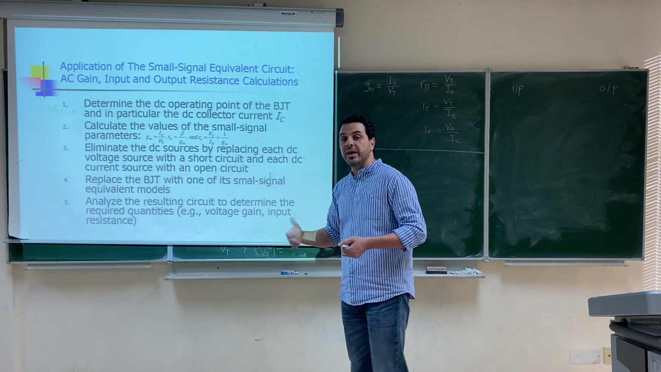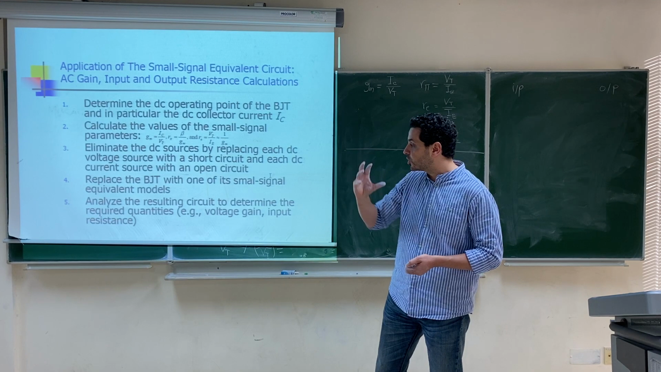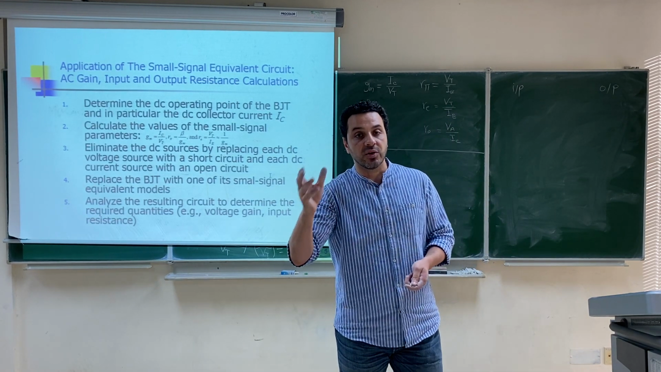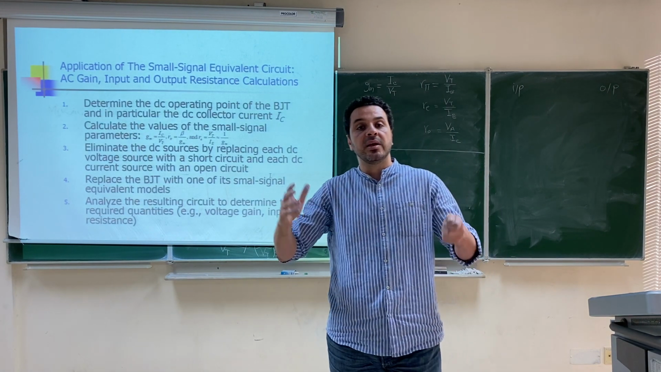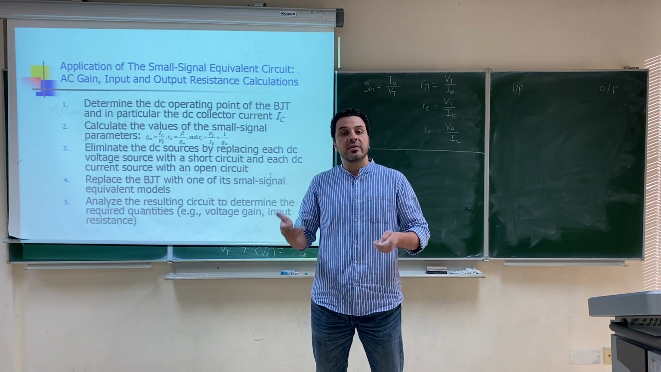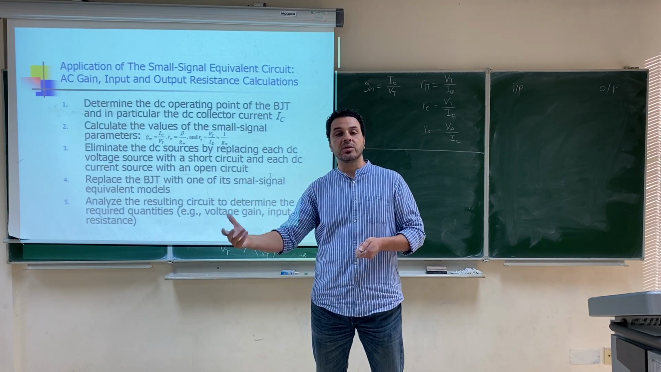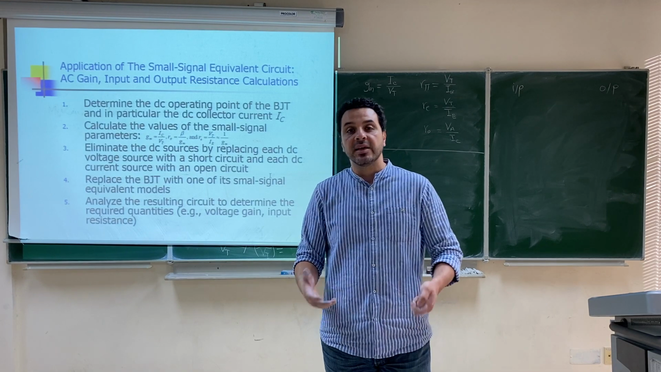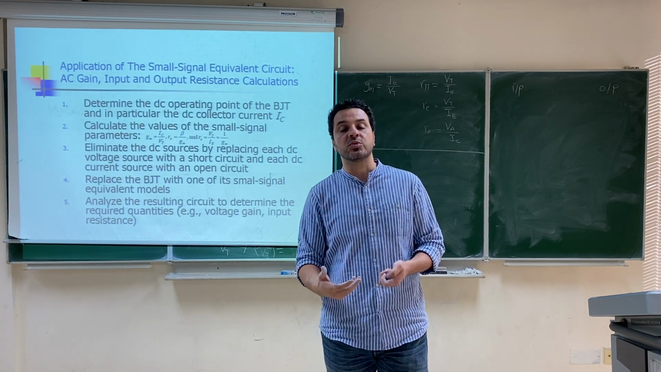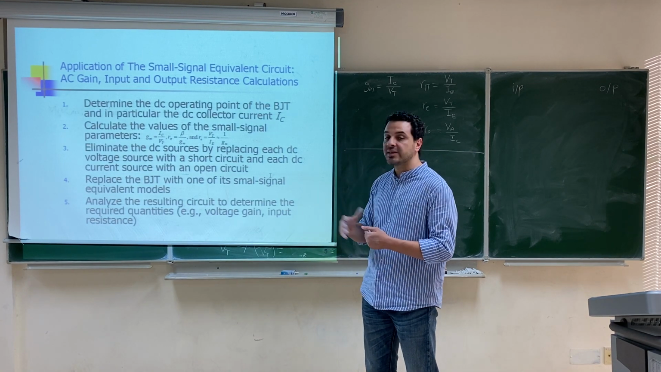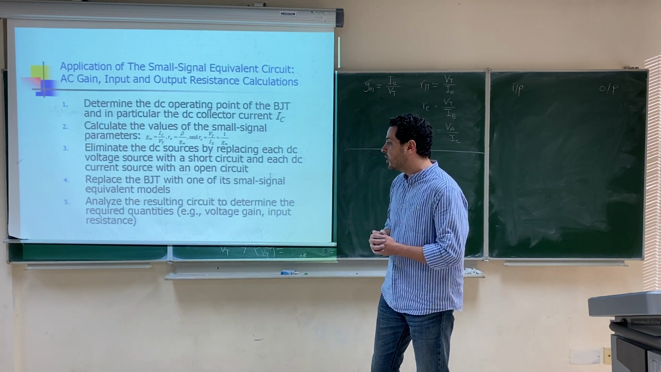And then we replace our bipolar junction transistor with one of the small signal models, either the pi model or the T model. You can use any of them. Both of them are supposed to give you exactly the same solution. However, for some cases, using the pi model is easier, and for some other cases, using the T model is easier to analyze. You will get this by experience, which model to use with which circuit, and we'll see that from the examples that we are going to solve.